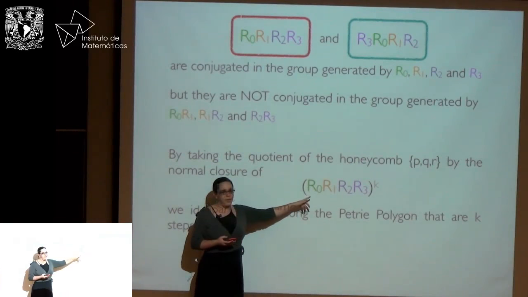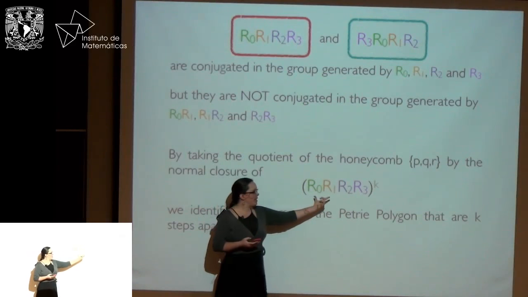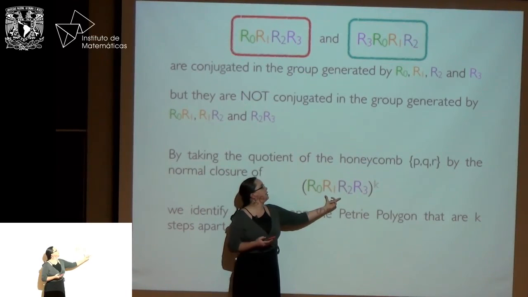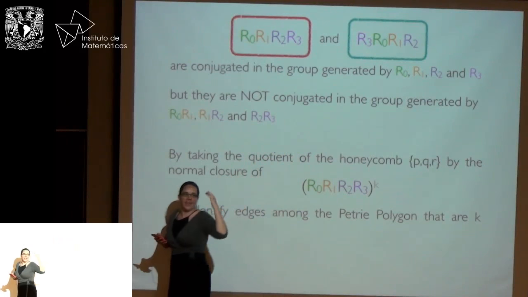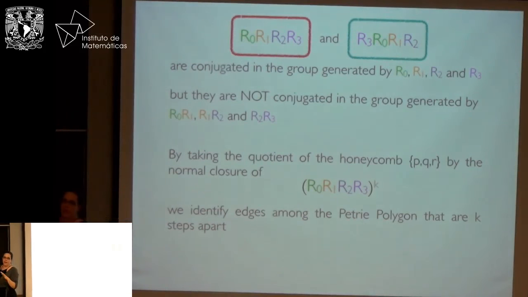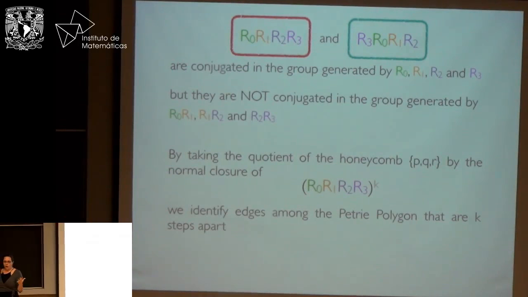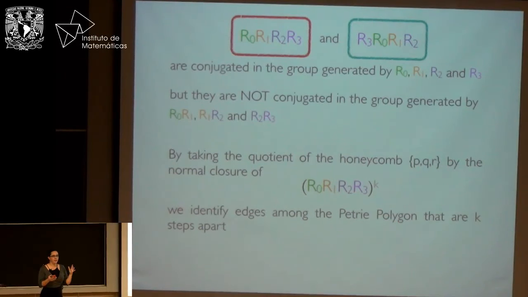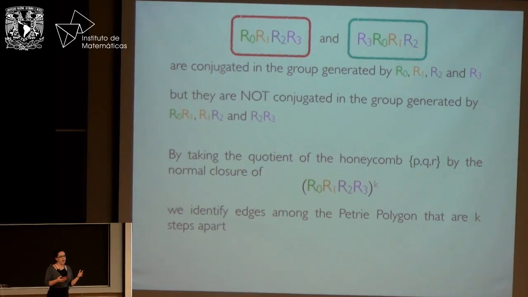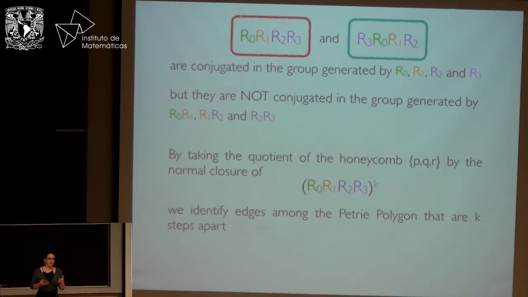But the problem with this is that this element is conjugated in the entire group to that element to the K. And that is going to identify one of the Petrie polygons with the other one of the Petrie polygons. And that's a problem, because I want things to be twisted. So I want to get rid of all reflections. And these two things are related by reflection. So that's going to be a problem.